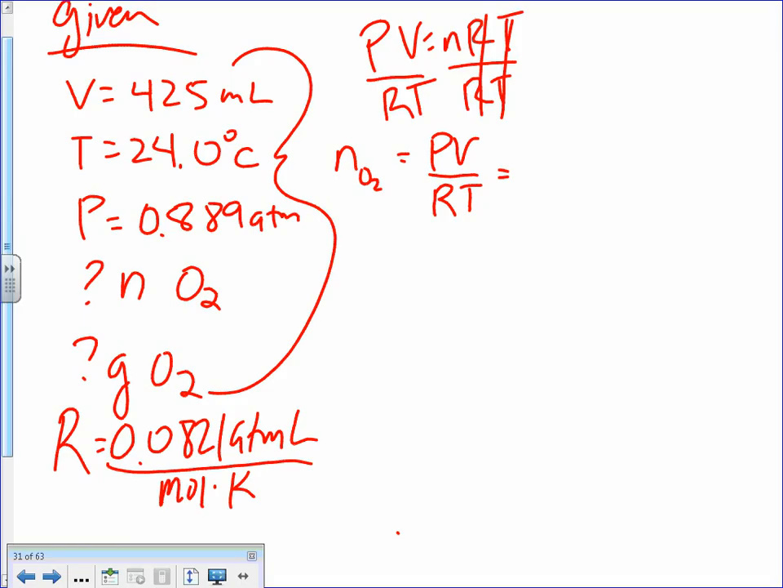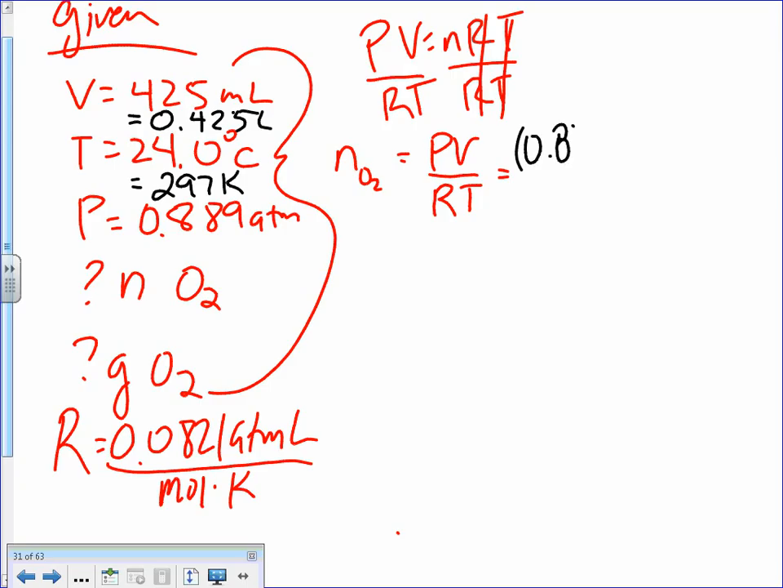Now, before I plug in, can you tell me what variables need to be changed into appropriate units? Celsius needs to be changed to Kelvin. Can you go ahead and do that in your head? 273 plus 24 is 297 Kelvin. What else? Volume needs to be changed into liters. So how many liters is that? 0.425 liters. You're moving the decimal back 3 spaces. You don't need to show me that work, just put it right next to it. Atmospheres are hunky-dory, we're all good. So plug it in, people.